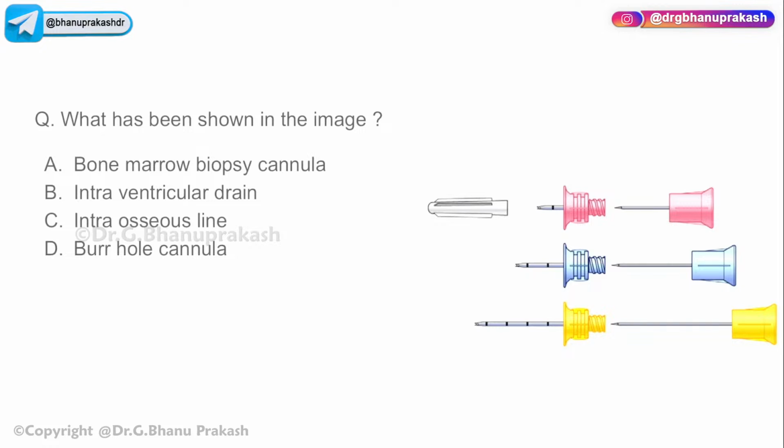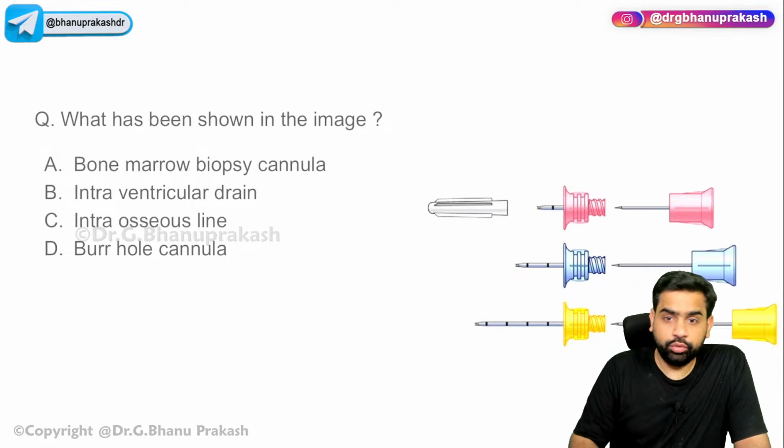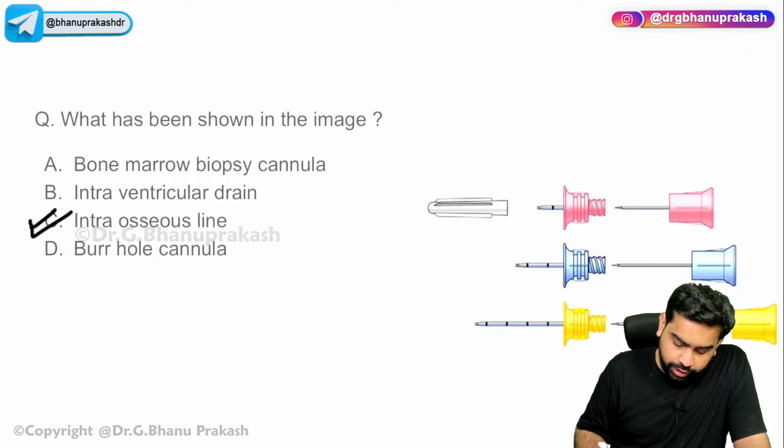Is it a bone marrow biopsy cannula, intraventricular drain, intraosseous line, or burr hole cannula? What is this? Yes, absolutely right. This is your intraosseous line.